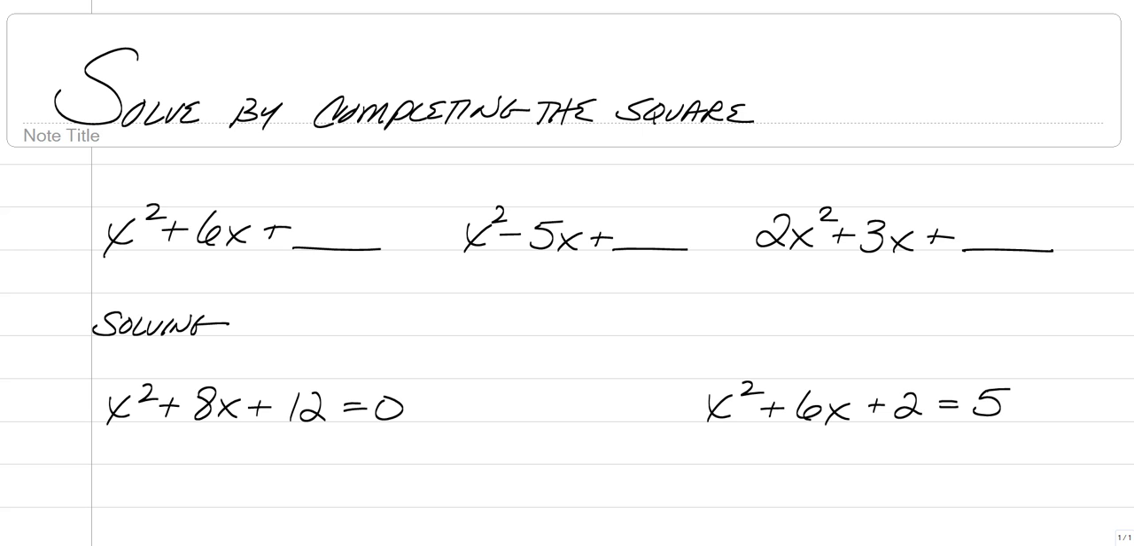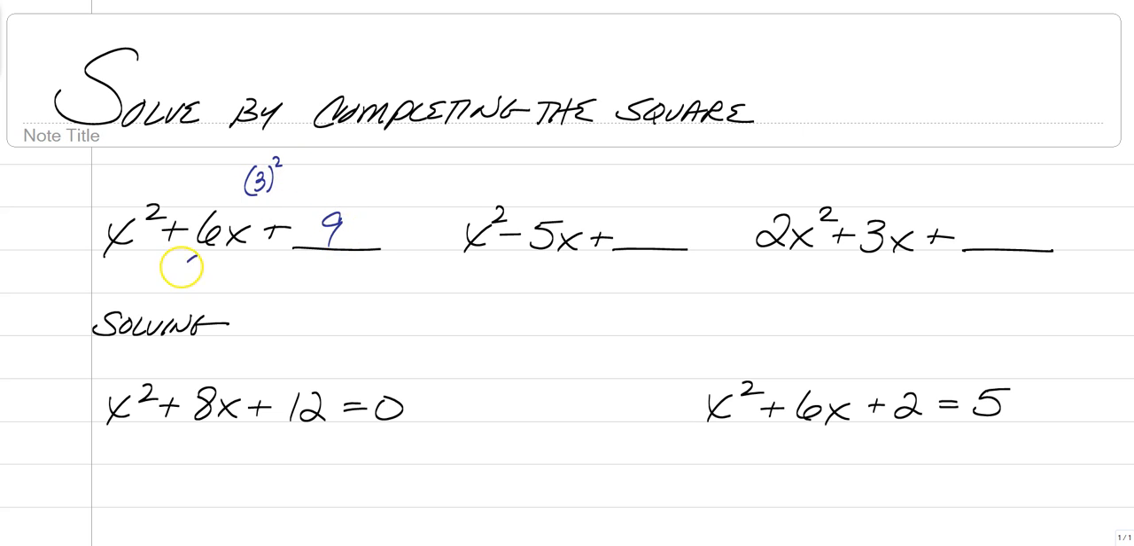So we're going to solve by completing the square today, but of course, we need to talk about what completing the square is. So if we have x squared plus 6x, in order to do what's known as completing the square, you're going to take half of the b value and you square it, and that gives you 9.